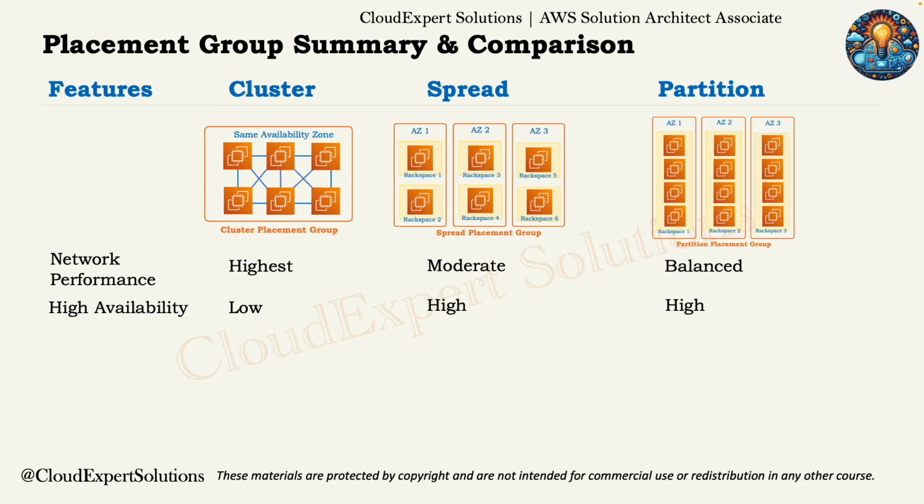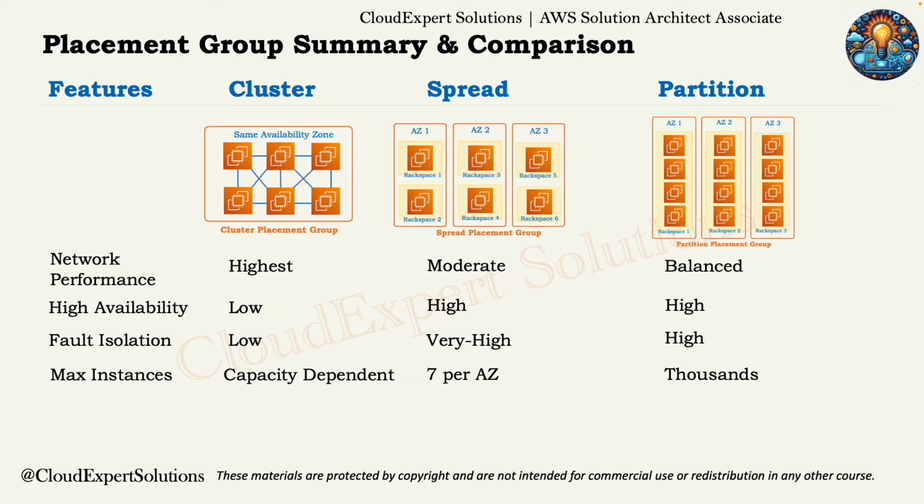When it comes to high availability, cluster will have the lowest high availability, spread has high, and partition will also have high. In terms of fault isolation, cluster will have the lowest, whereas spread will have very high fault isolation. And in a partition placement group, if one availability zone goes down, you will lose a chunk of the cluster. However, you can still run your application with the remaining availability zones. That is why the fault isolation is high.